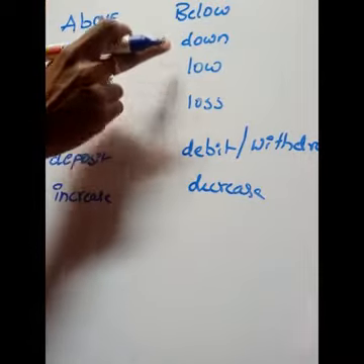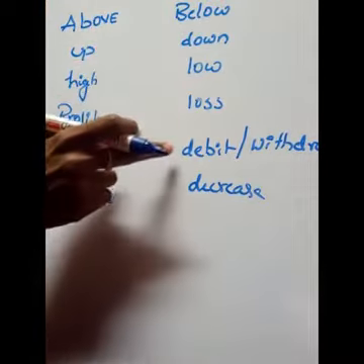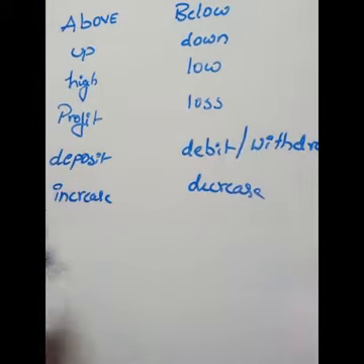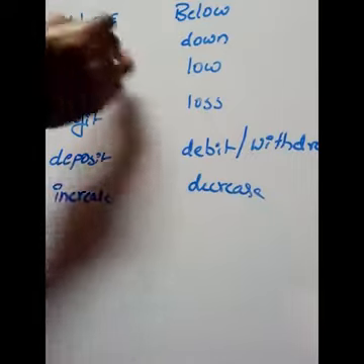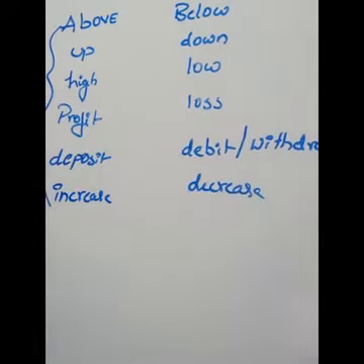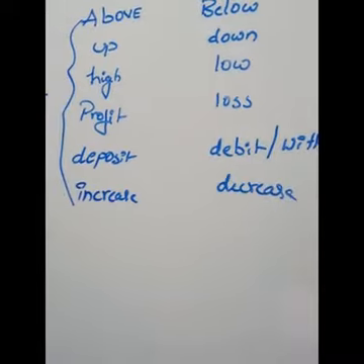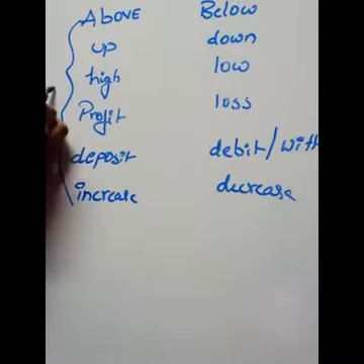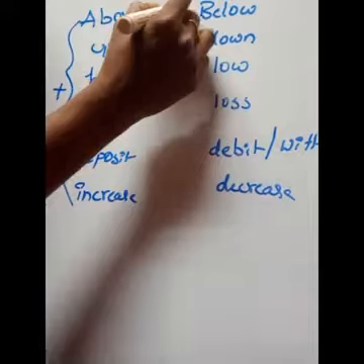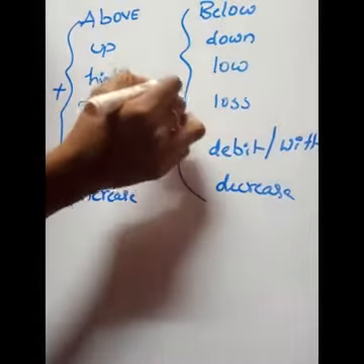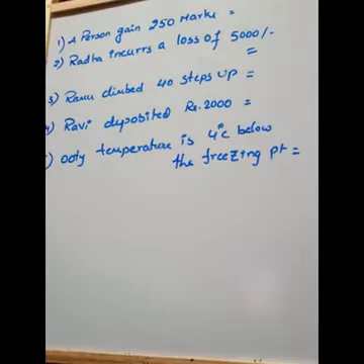Below, down, low, loss, debit or withdrawn, decrease. When you see these words along with numbers in the statements, you have to give a negative integer as the answer. Please note down these things. For all these things you have to give plus value, and for all these things you have to give negative.